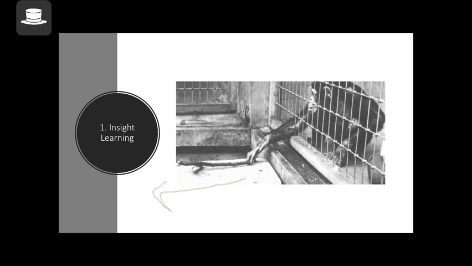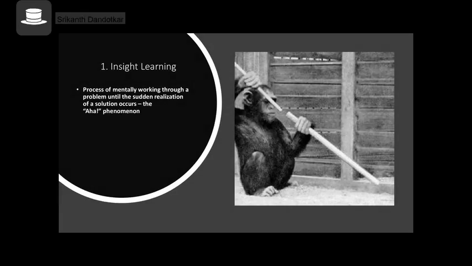Kohler observed that after multiple failed attempts to reach the food with one stick, Chimp would sit in a corner, probably contemplating. And after some thinking, Sultan would suddenly realize a solution. And the solution to the problem is to connect the two sticks. How do you think Sultan worked this problem out? Well, Sultan most likely restructured the problem in his head.